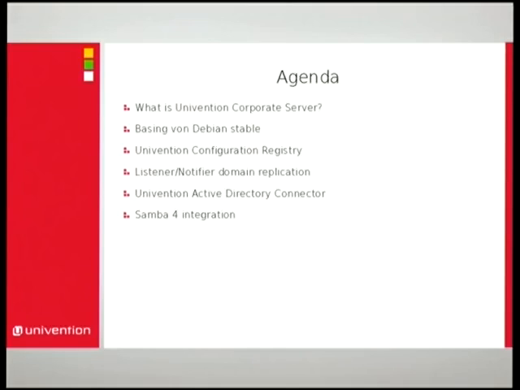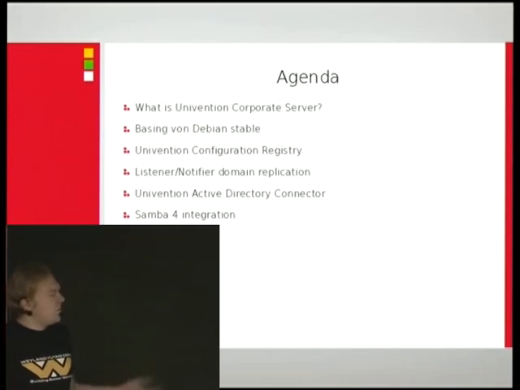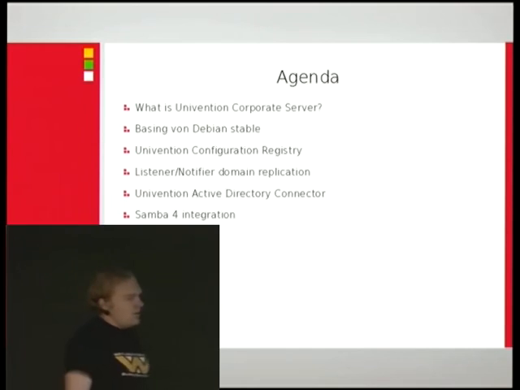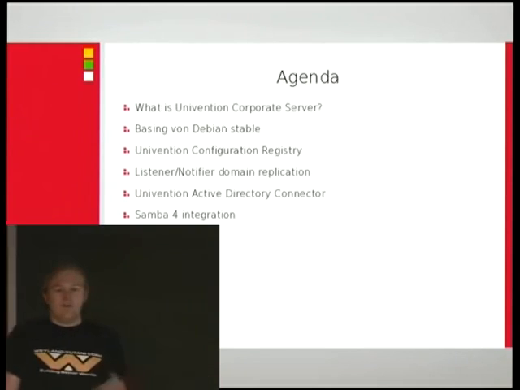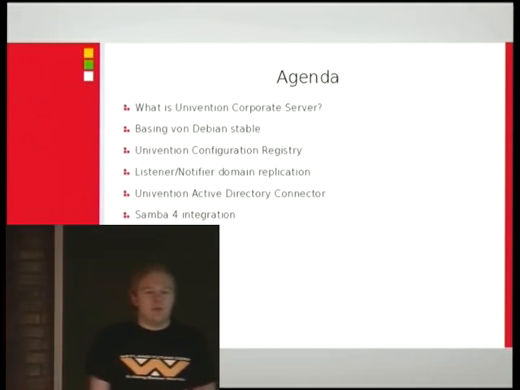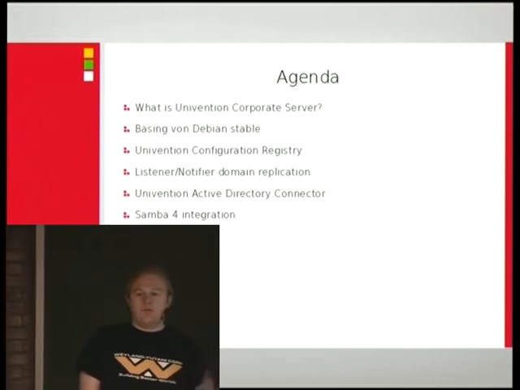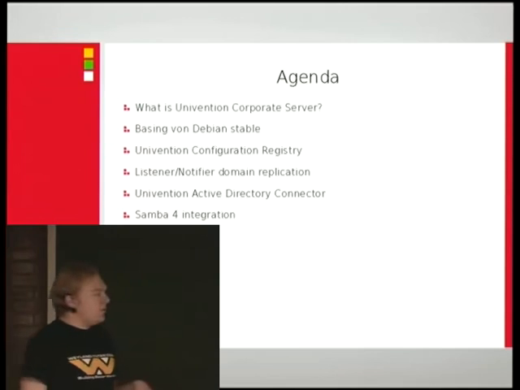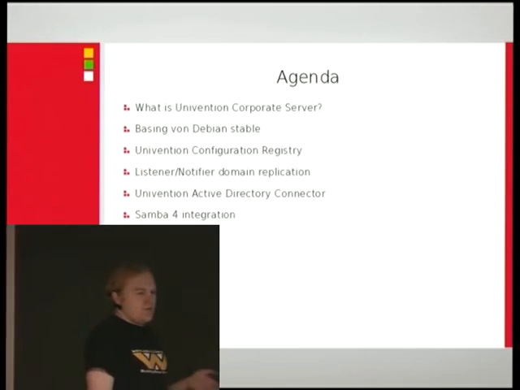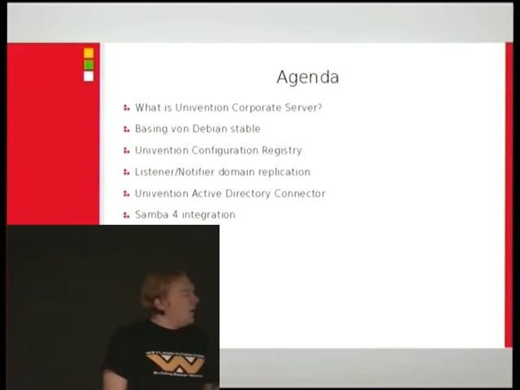This is what I'll be talking about today. First, I'll give a brief introduction to Univention Corporate Server so that you get a grasp of what it's all about and how it differs from Debian, which is the base. Then I will give some comments on why we chose Debian as the base, and specifically why we chose to base on Debian stable instead of snapshots like, for example, Ubuntu does.